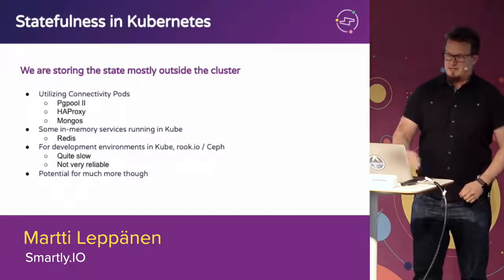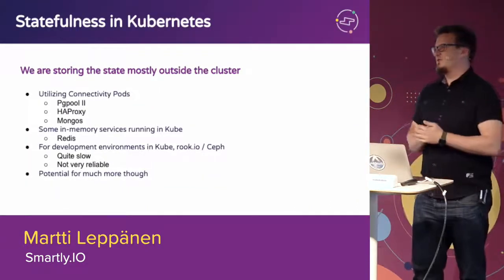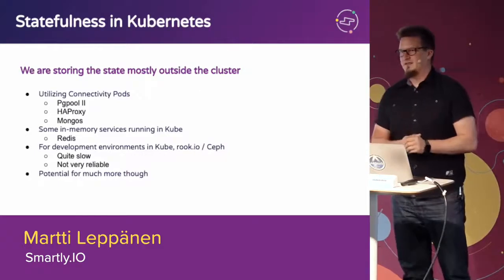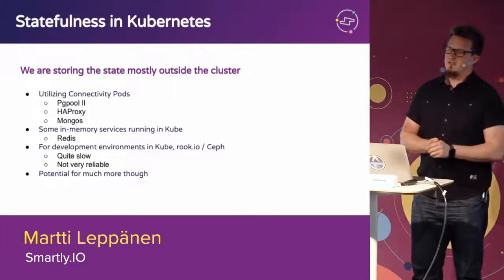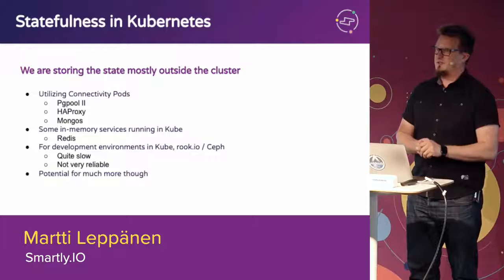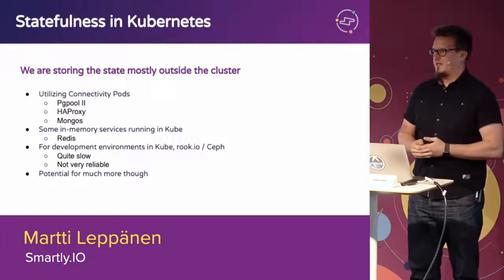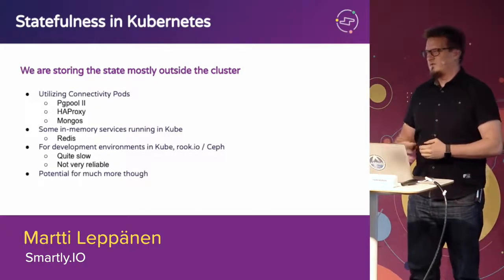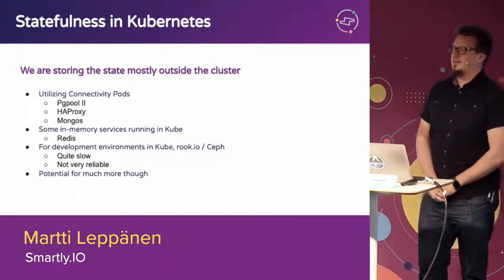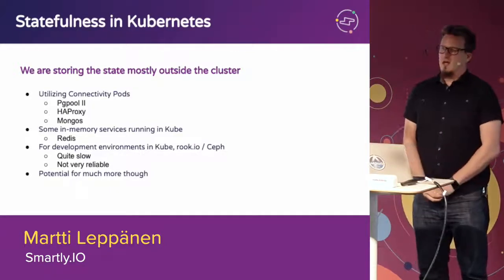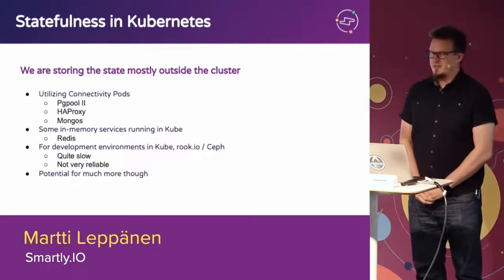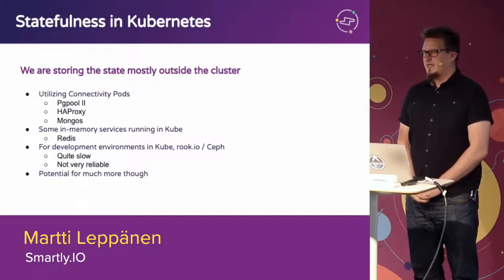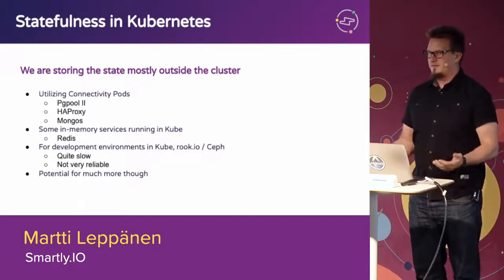And speaking of state, statefulness in Kubernetes is difficult. We've taken the stance that at the moment in production, we're not storing state. We're not storing persistent state on disk at all, except for Weave, which does, but other than that, no. So how to get around this? We're utilizing connectivity pods. We are communicating obviously with different databases.